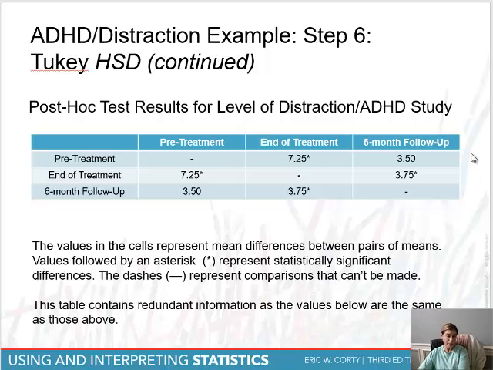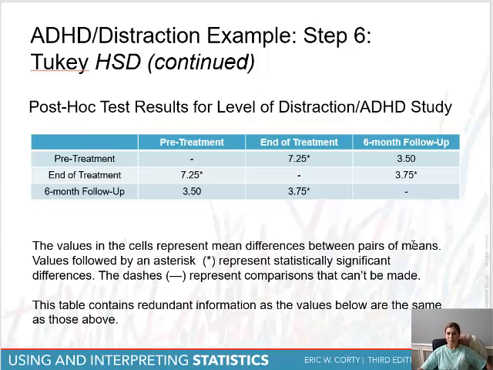Pre-treatment to 6 months follow-up, those are not different. So what that tells you is that even though this behavioral intervention did reduce distractibility significantly, it didn't do so long term. And if you look at pre-treatment to the 6-month follow-up, which we just did, there's no difference. You also see the end of treatment to the 6-month follow-up, which is right here. There is a difference. So you see that there's a significant rebound, if you will.